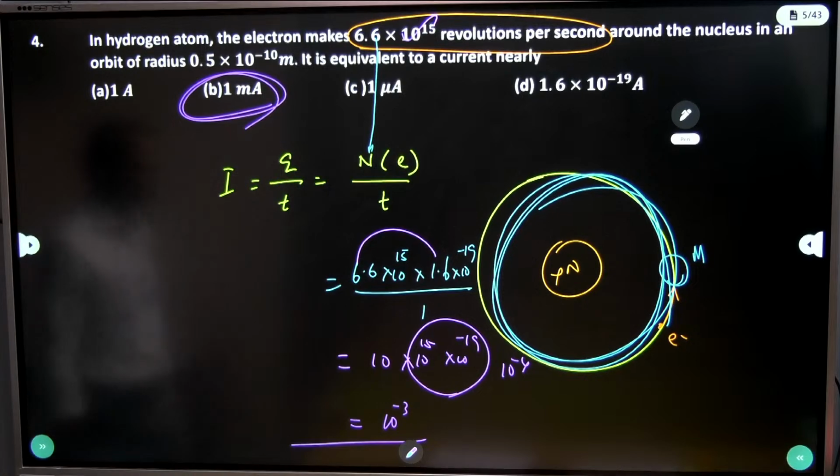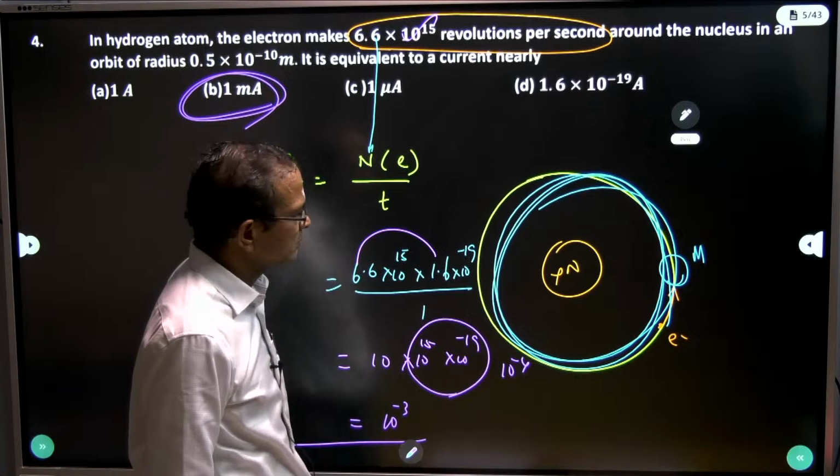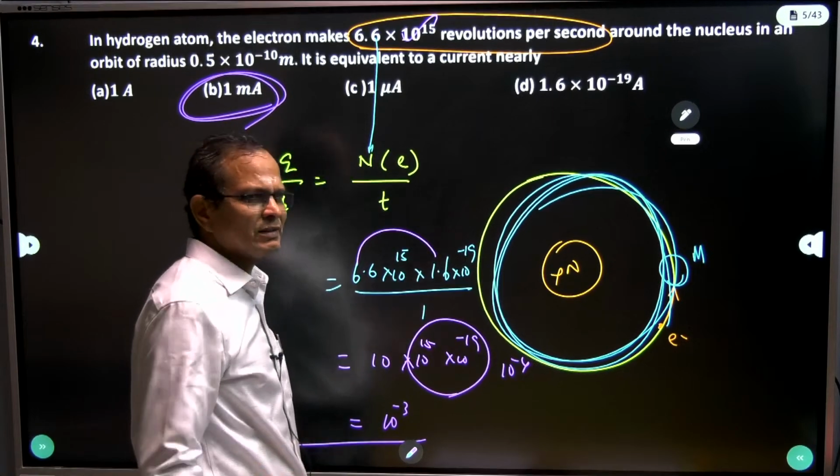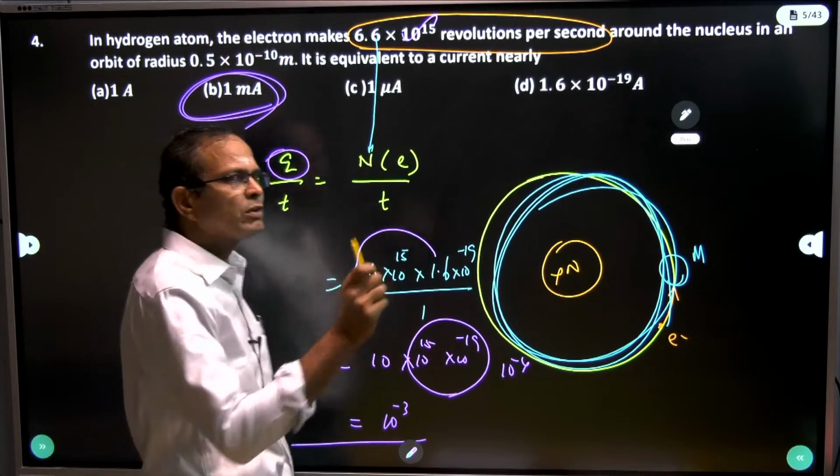Yes, Kanna, what's your doubt? The radius is not at all required. Current is defined as the total charge flowing across the given cross section.